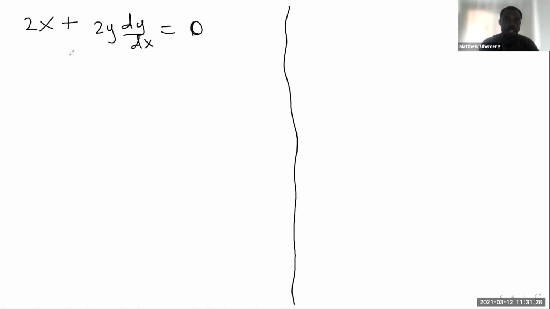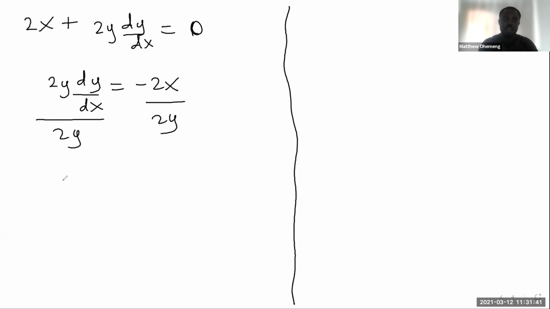So that means dy over dx will just be, first, I can subtract 2x from both sides. So that will just be 0 minus 2x, that's minus 2x. And then since I'm solving for dy over dx, I'll have to divide both sides by 2y. So that'll give me dy over dx equal to what? The 2s will cancel, that reduces to negative x over y.